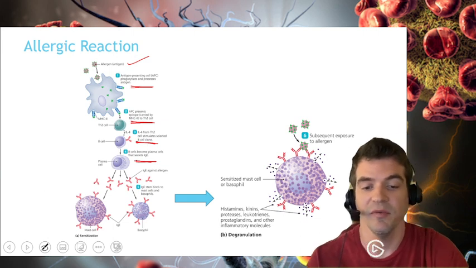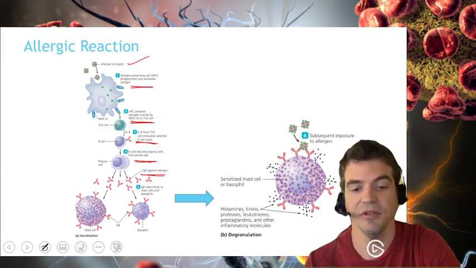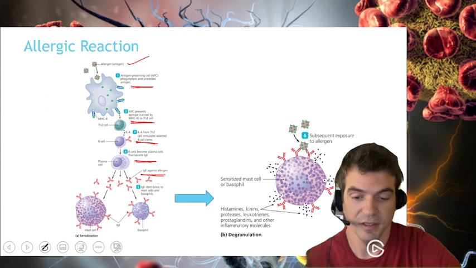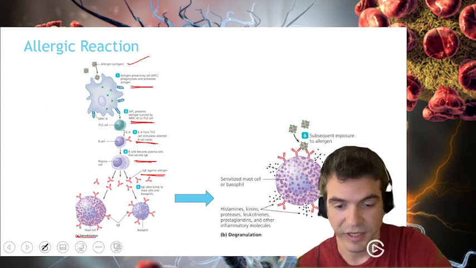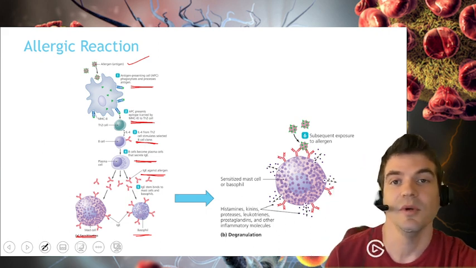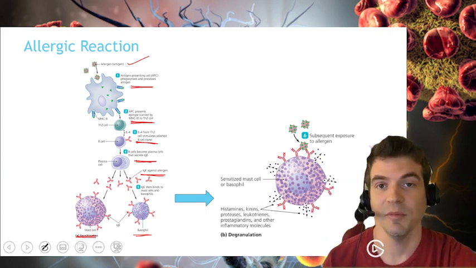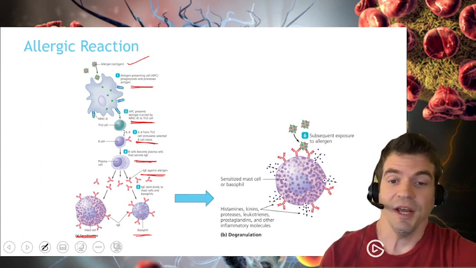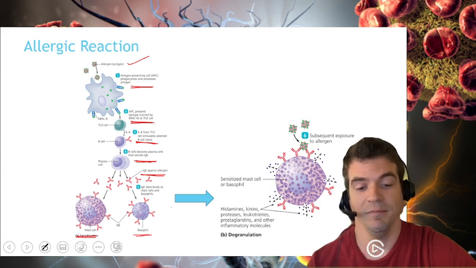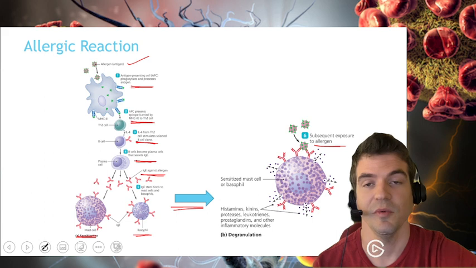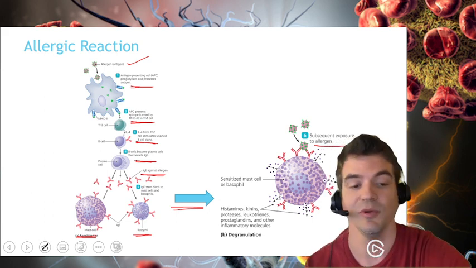We've released IgEs against those allergens. So next time we see that allergen, we'll be ready. That is now sensitized. We have some basophils and mast cells with those IgEs ready to go, primed against that allergen. That was the first time. Now we're ready. Next time we get subsequently exposed to that allergen, we don't have to wait for it to get presented to us.